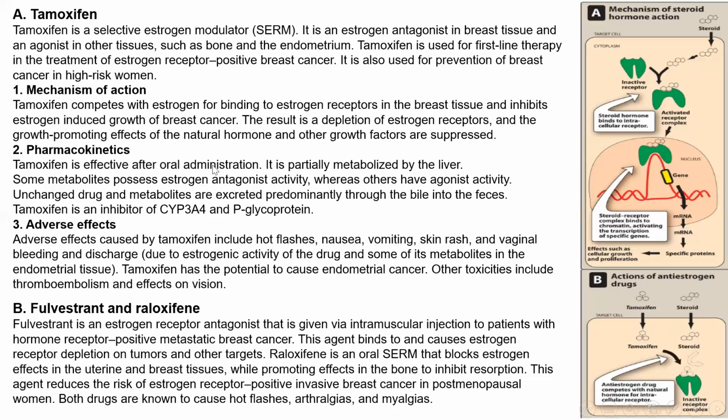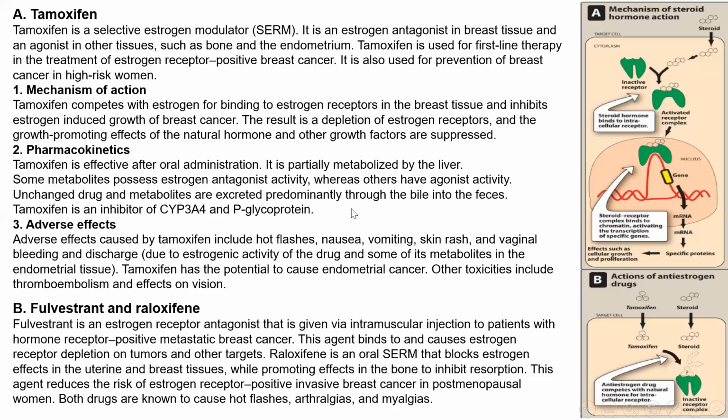Pharmacokinetics: tamoxifen can be used orally. It is partially metabolized in the liver, and this metabolism leads to two kinds of metabolites. Some of them have agonist activity, while others have antagonist activity. And this actually leads to the side effects that are associated with using tamoxifen.